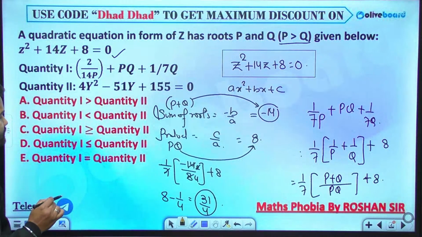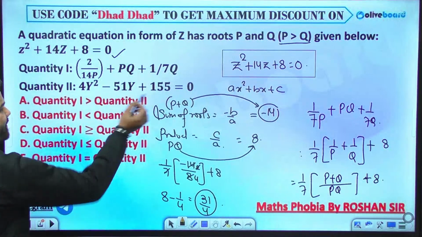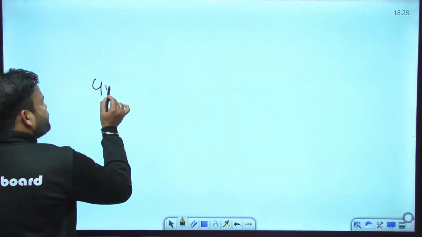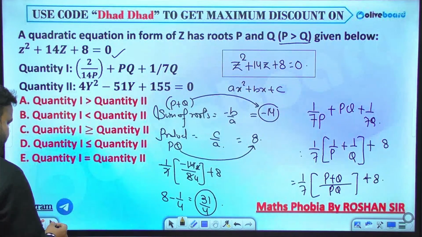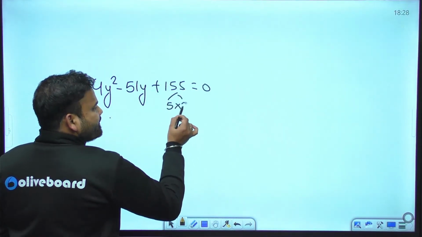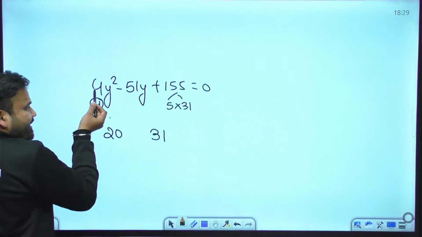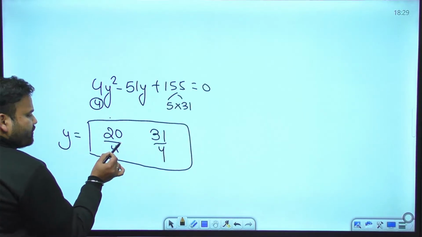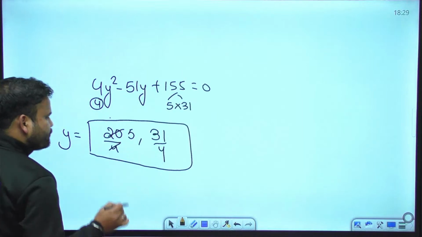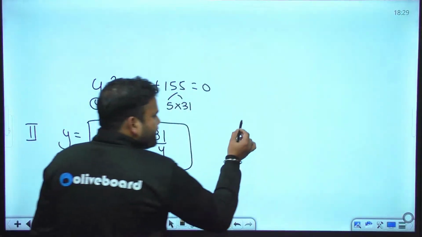And what about quantity 2? So let's do it over here. Quantity 2 has a simple quadratic expression, 4y square minus 51y plus 155 equals 0. So break this. This can be written in the form of 5 into 31, and this is 4. So 4 into 5 is 20. So 20 and 31 will be the roots. Now divide this by the coefficient of 4, both the roots will be positive. So y is 5 and 31 by 4. So this is quantity number 2. And what about quantity 1? Quantity 1 was 31 by 4.